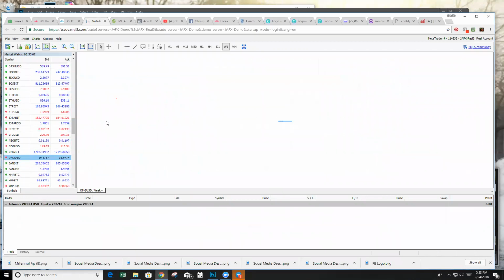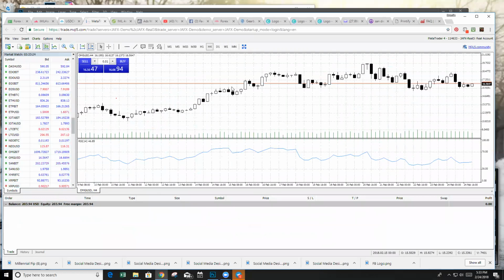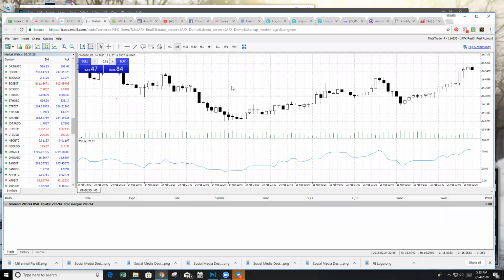So I actually deposited, this is my real account. As you can see at the top right corner, this is my real account. And I deposited $100 yesterday, and I'm at 203, 204. So I've been able to make $100 in a day just using the web analyzer and waiting for the right trade. So on OMG 5-minute, this thing actually looks pretty good.